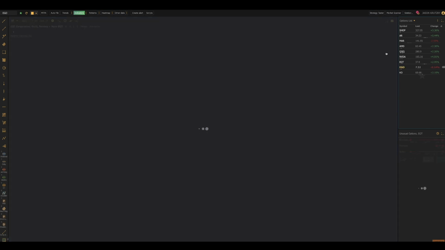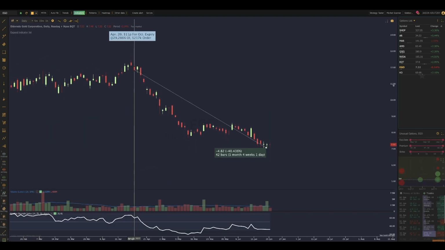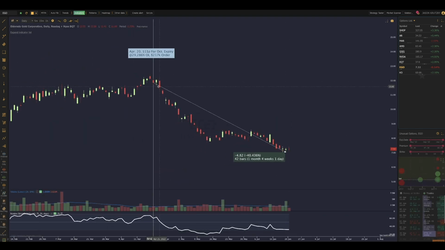Let's check out the bear case. We're going to go to ticker EGO. I'm going to zoom out a little bit here. And we could see on April 20th, we had a buyer on the $11 puts for October expiry. It was just a $217,000 order, but check out this open interest value. 29,286% of the open interest. This is a huge relative size order for this particular name. And this buyer was not wrong. 2 months later, this name is trading down over 40%. Again, another huge windfall for this particular buyer.